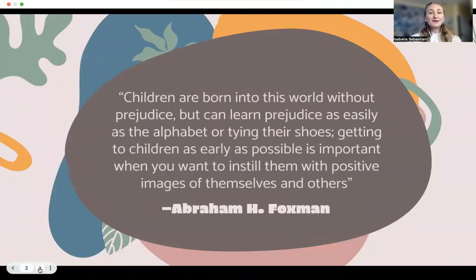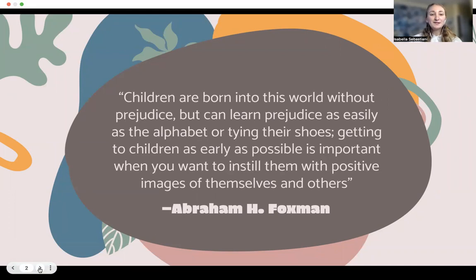I wanted to start off with a quote which states, "Children are born into this world without prejudice, but can learn prejudice as easily as the alphabet or tying their shoes. Getting to children as early as possible is important when you want to instill them with positive images of themselves and others." And this quote is by Abraham Foxman.